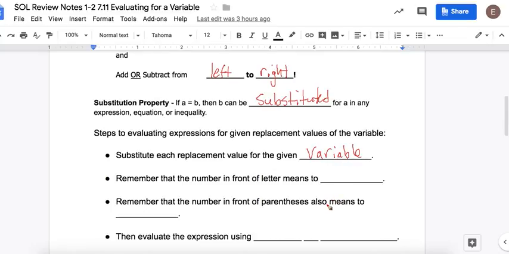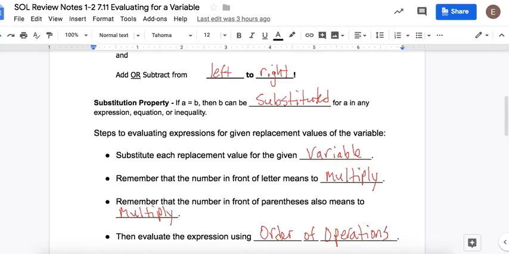So for example, if A equals 2, I'm going to take out all the A's and put the number 2. Remember that the number in front of a letter means to multiply. Remember that the number in front of parentheses also means to multiply. And then finally, you're going to evaluate the expression using GEMDAS or order of operations. We use the acronym GEMDAS to help us remember the order of operations.